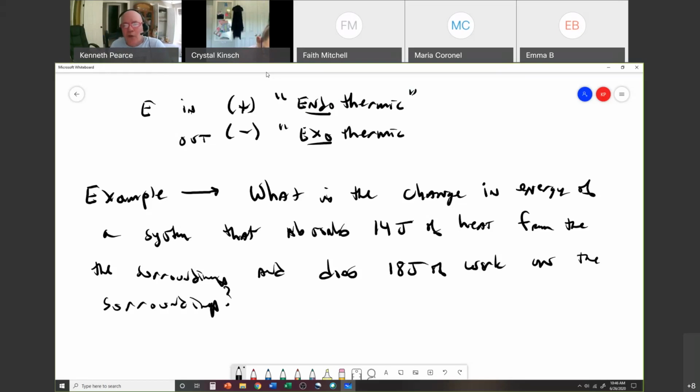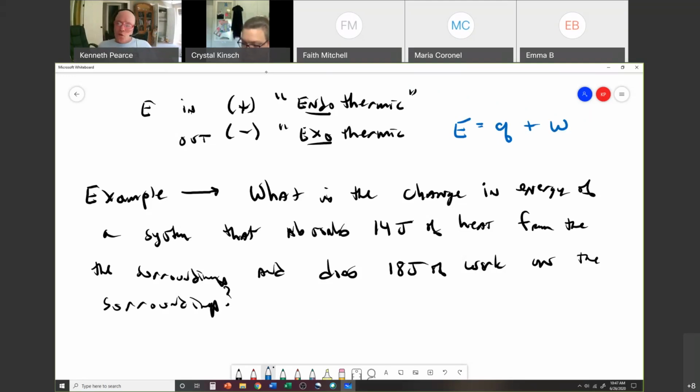All right, so we have to decide what's the change in energy of the system. The key thing in this problem is that we have heat going in one direction or the other, and we have work going in one direction or the other. We have to decide what's the sign of each one. The relevant equation is the change in energy is the heat, that's what Q is, plus W.